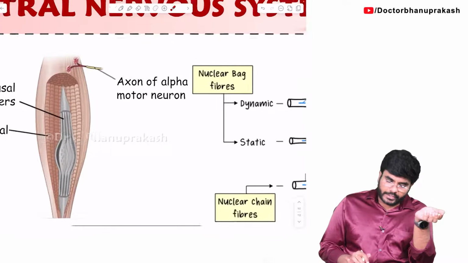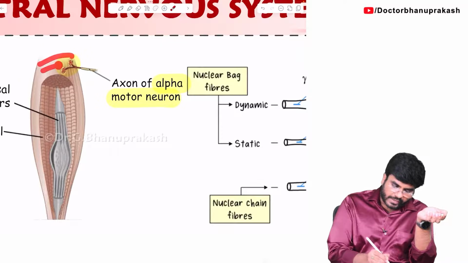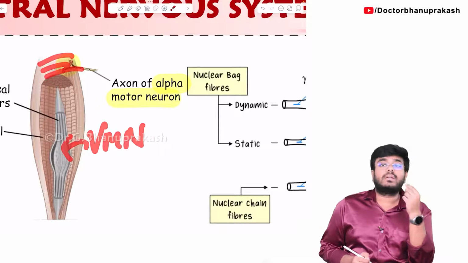Okay, have I already taught you? It is the alpha motor neuron. It's the alpha motor neuron which is going to cause the contraction of the extrafusal fibers, and the gamma motor neuron which is going to cause the contraction of the intrafusal fibers.